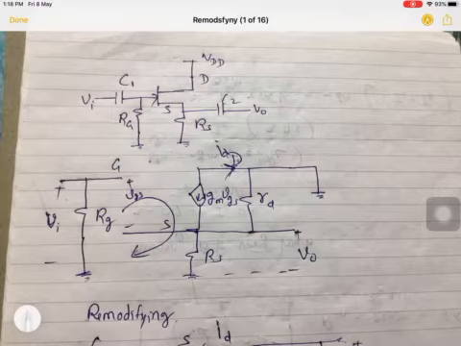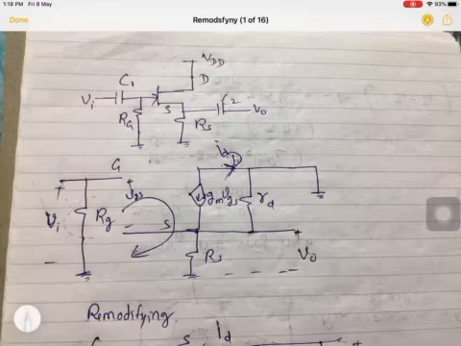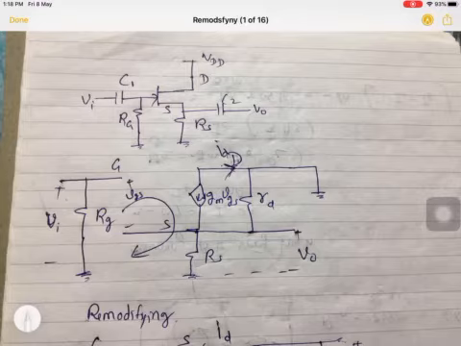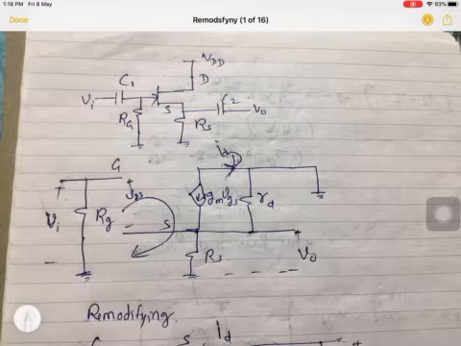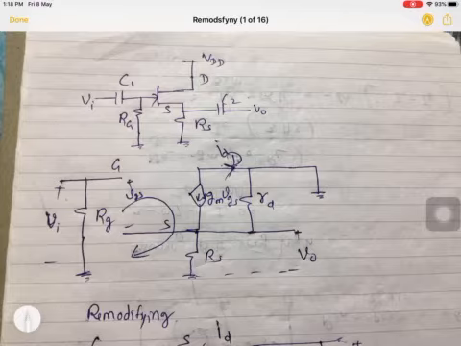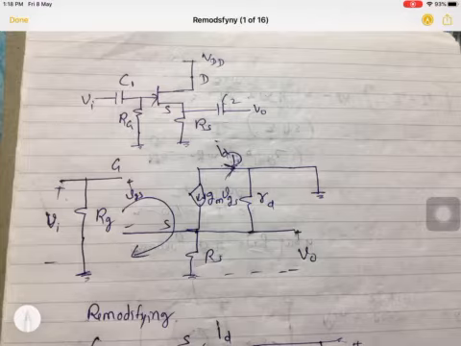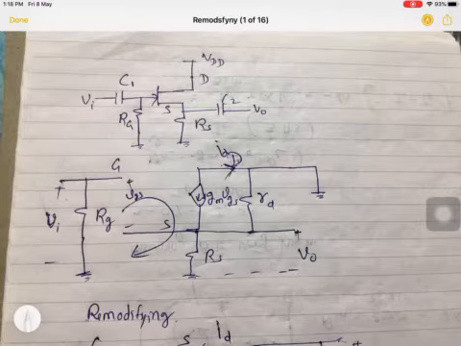This is the gate. This RG is placed between gate and ground. This is one dependent source, gm VGS. The source is connected with RS and the drain is connected with RD, which is connected to ground. The output is taken here, plus minus, across the source resistance. Now in this we have to again calculate input impedance, output impedance as well as gain.